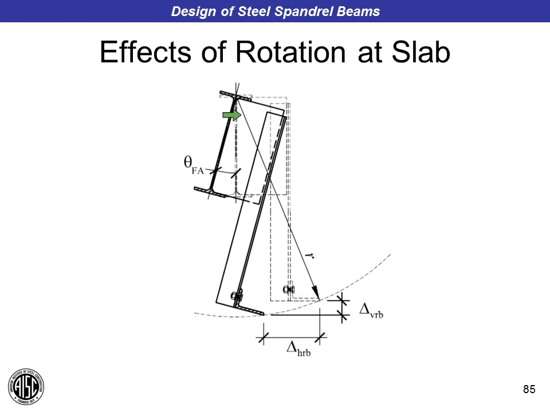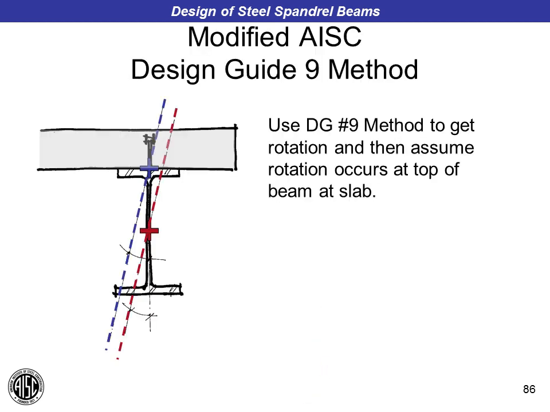And as that spandrel beam rotates, you get a projected translation, a vertical projected translation due to rotation, and a horizontal rotation as well. And those movements will affect the sealant joints that are below the shelf angle right here. And we need to limit those.